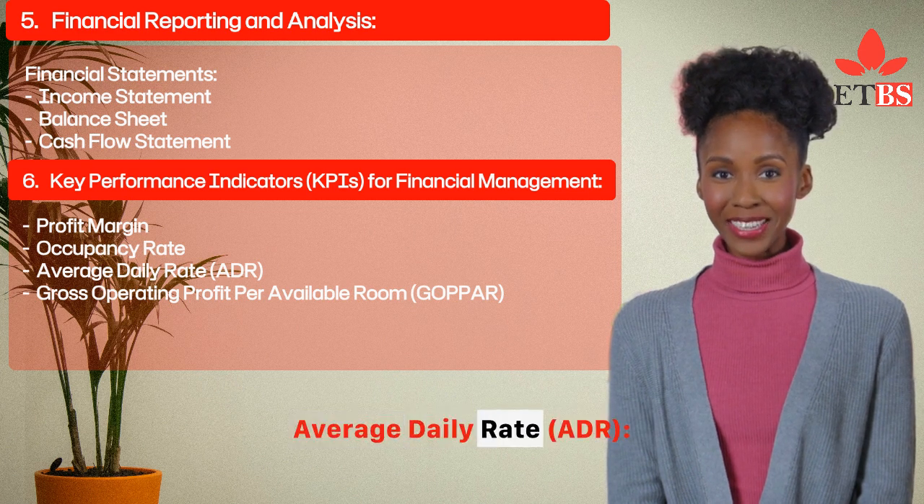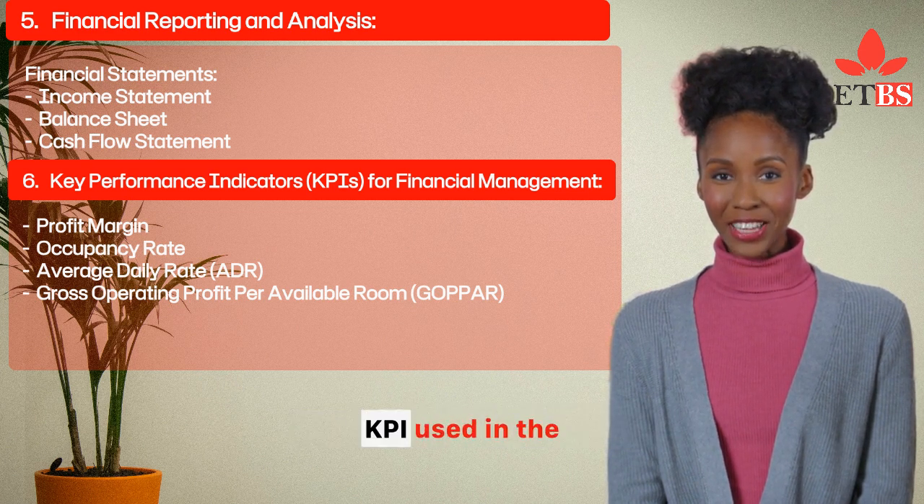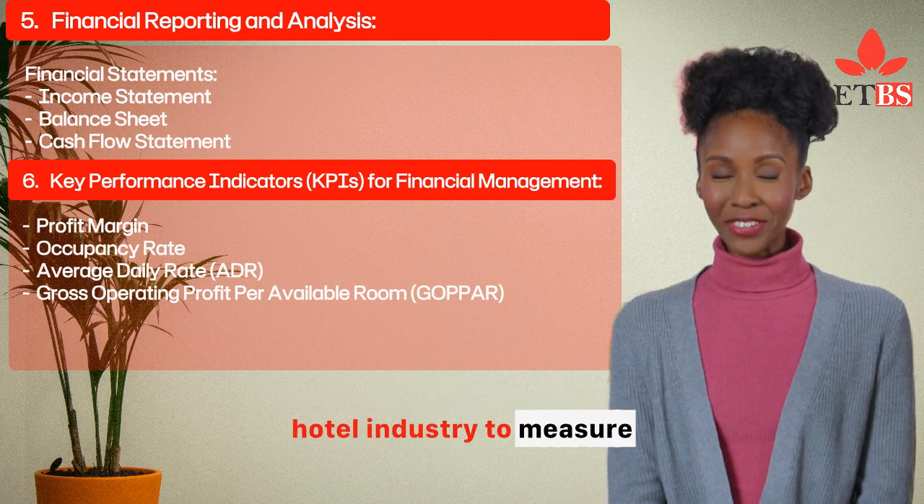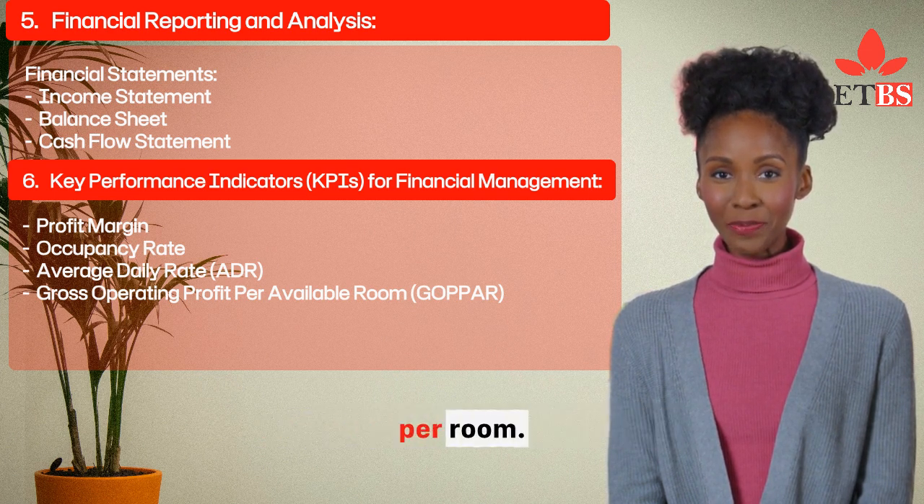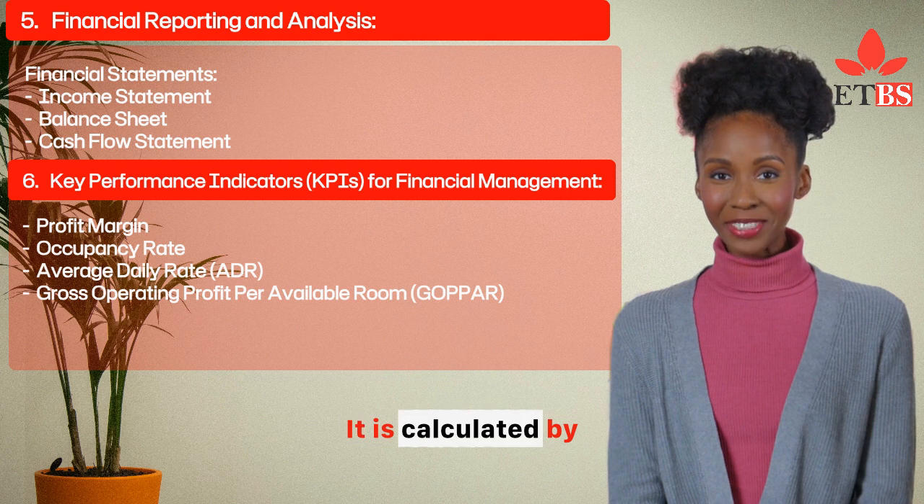Average daily rate, ADR. ADR is a key KPI used in the hotel industry to measure the average revenue generated per room. It is calculated by dividing total room revenue by the number of rooms sold.